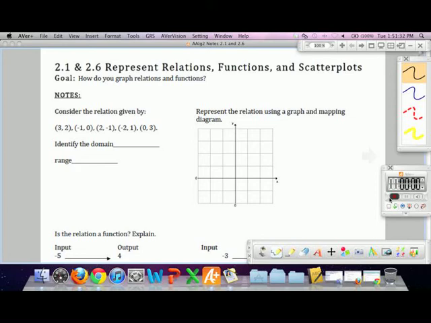The range we said is all the x's, any inputs you can get. The domain is any input. So 3, -1, 2, -2, and 0. Those are the only possible x's we can get in. Only possible inputs. What are all the possible outputs?